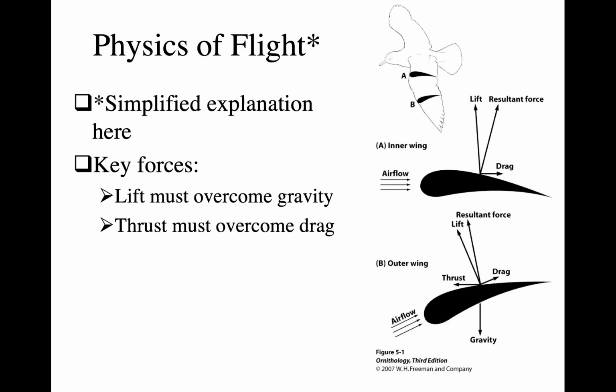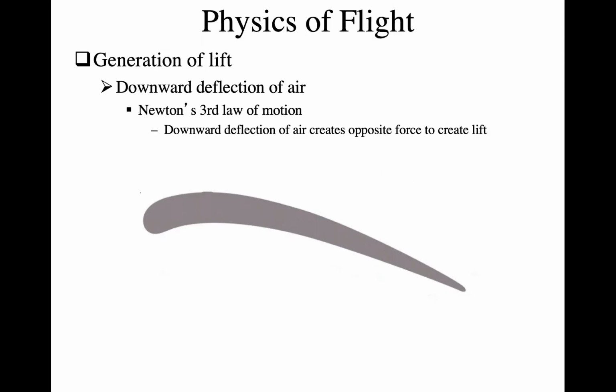So if a bird is going to get airborne, first of all, it has to go up in the air, and that's called lift. And lift has to overcome the force of gravity. Well, the other thing that birds typically want to do is move forward. That's the production of thrust. So to move forward, a bird has to produce thrust, and this has to overcome drag, which is trying to hold the bird back.